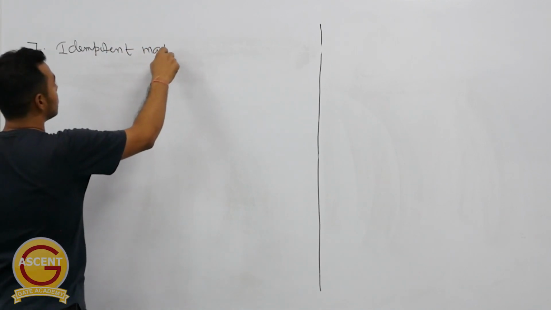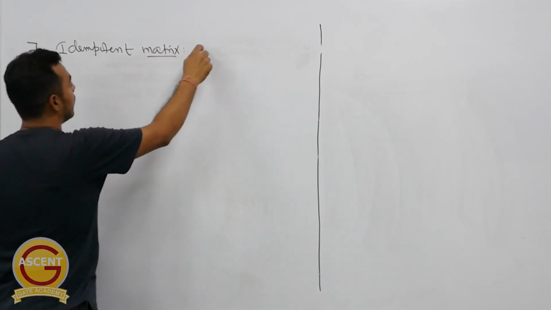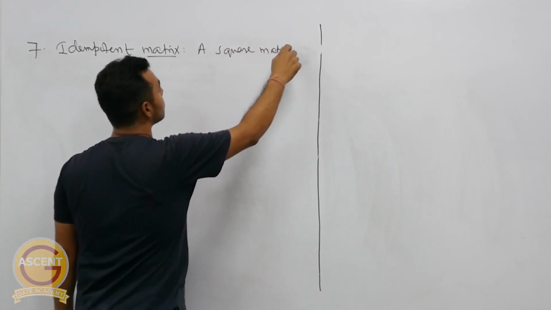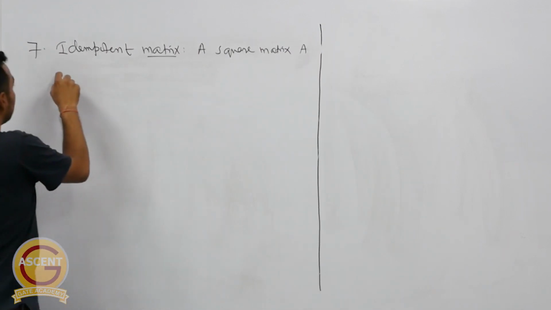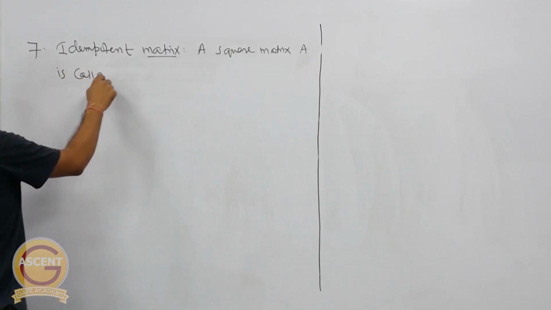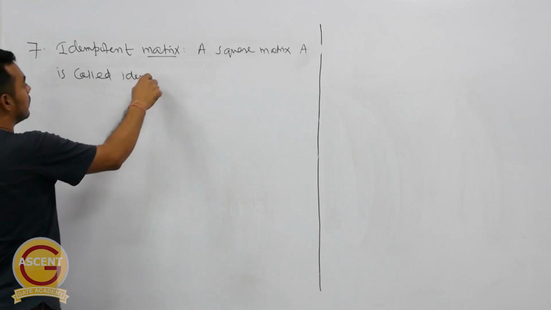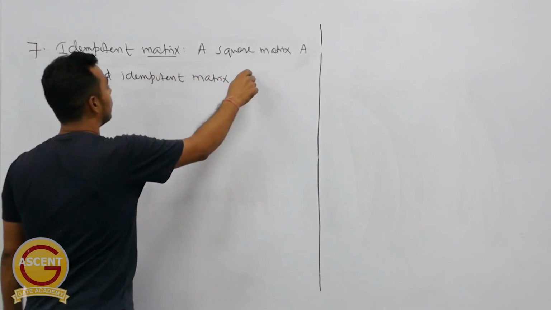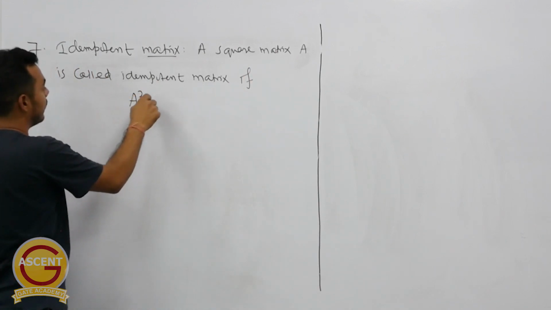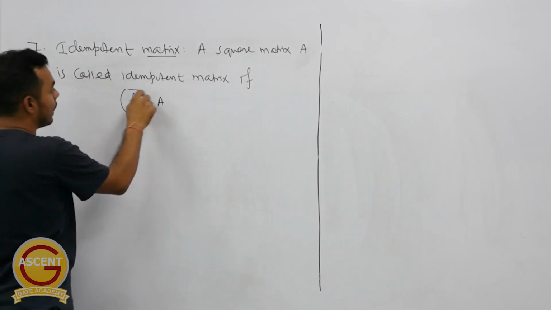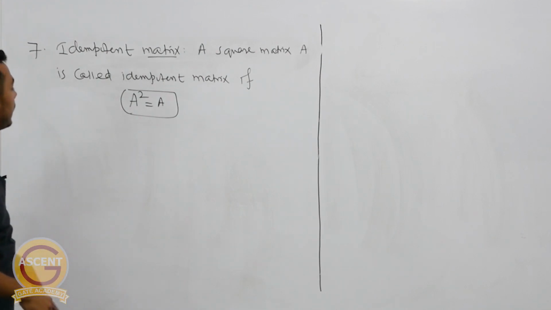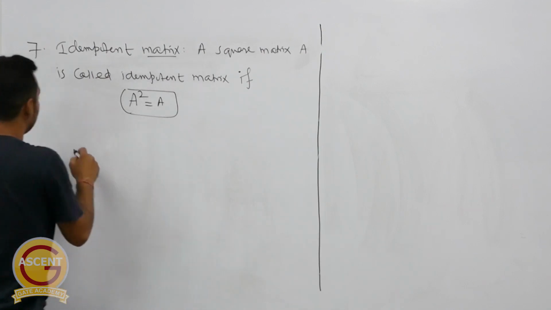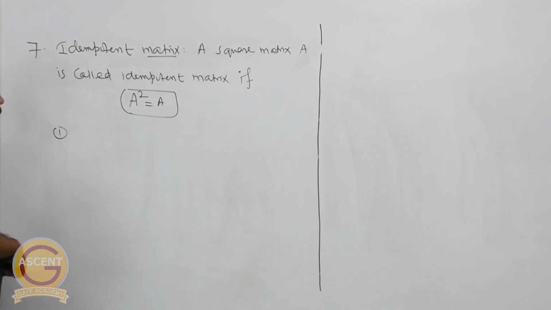The definition of this idempotent matrix is a square matrix. All these matrices are defined only for a square matrix. So a square matrix A is called idempotent matrix if A square is matrix A. If the square of any matrix is the same matrix, then we say that that matrix is idempotent matrix.